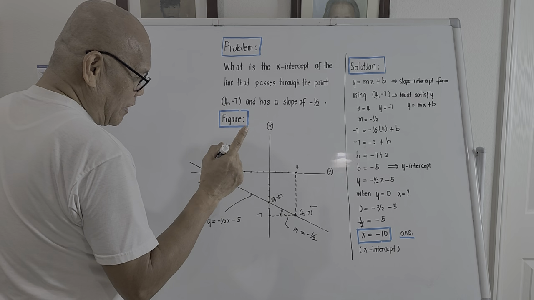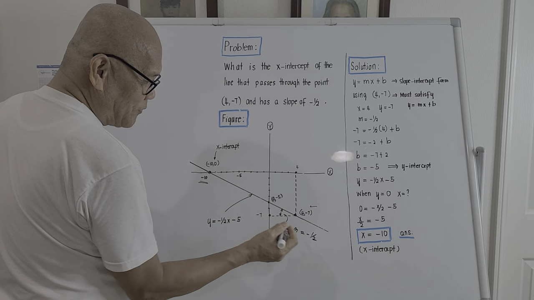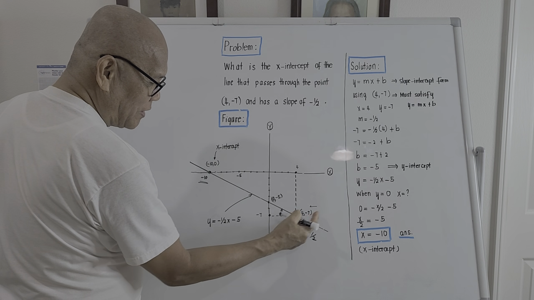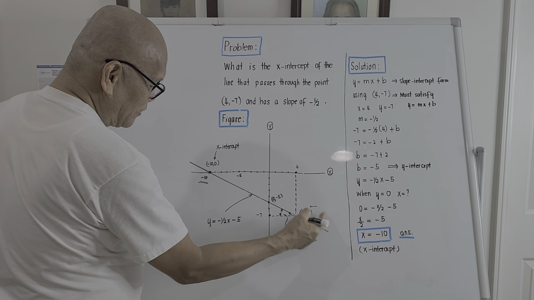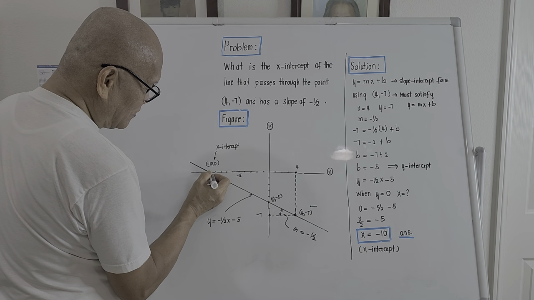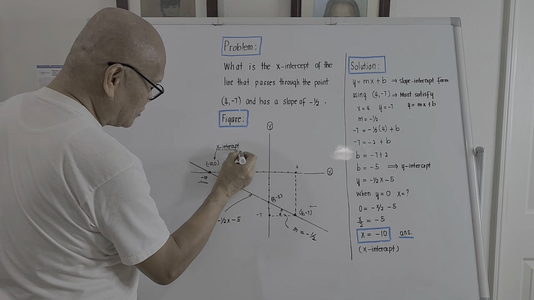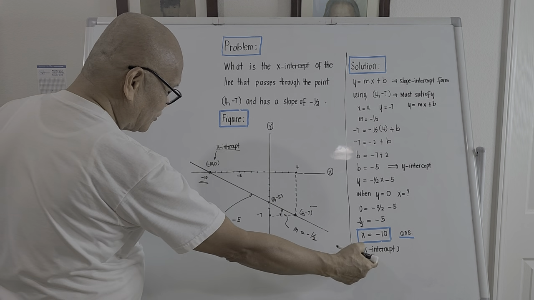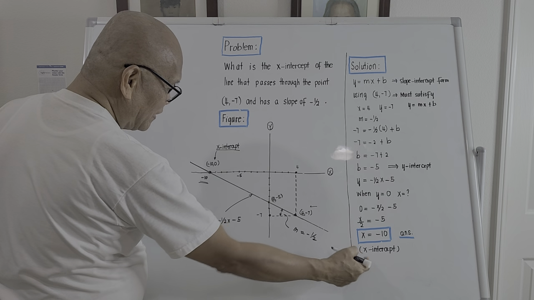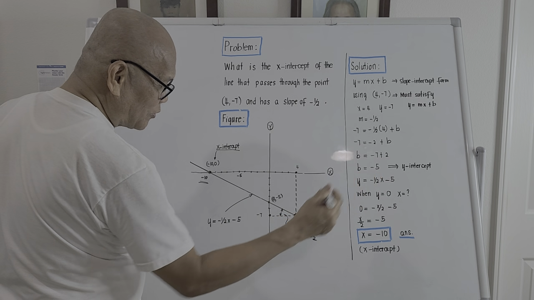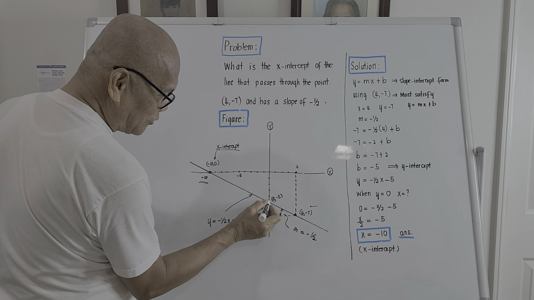The required line passes through the point (4, -7). It passes through (-10, 0), which is the x-intercept. And this will be the solution. And actually, we could also solve for the y-intercept. The y-intercept is actually this one here.